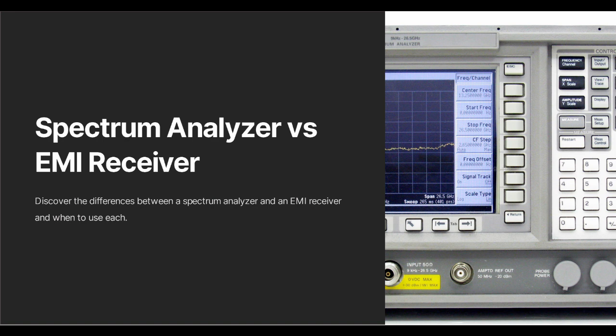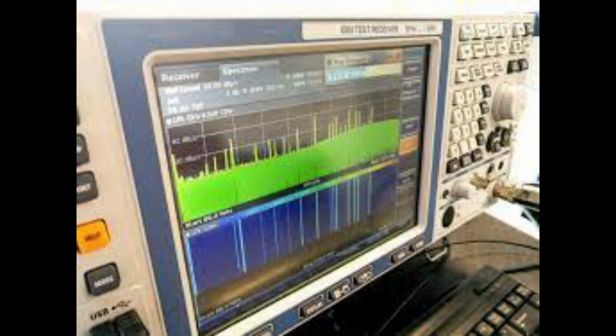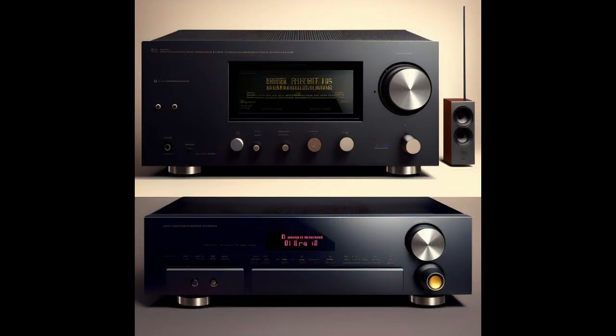Today we are going to discuss the difference between a spectrum analyzer and an EMI receiver. So first we will understand what an EMI receiver is. An EMI receiver is a specialized receiver designed to measure, analyze and identify electromagnetic interference or radio interference from other sources. Here we have to understand that an EMI receiver is not a simple receiver like an FM receiver or different types of receivers. It is a specially designed receiver.